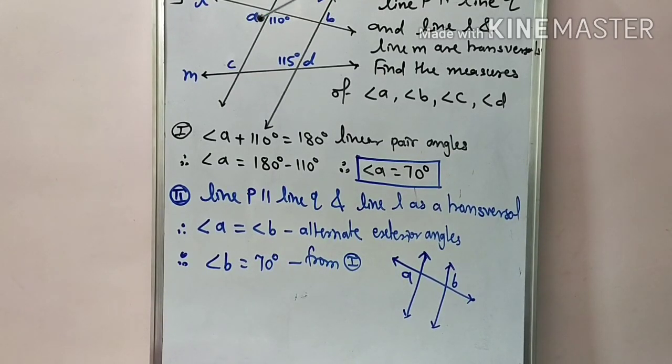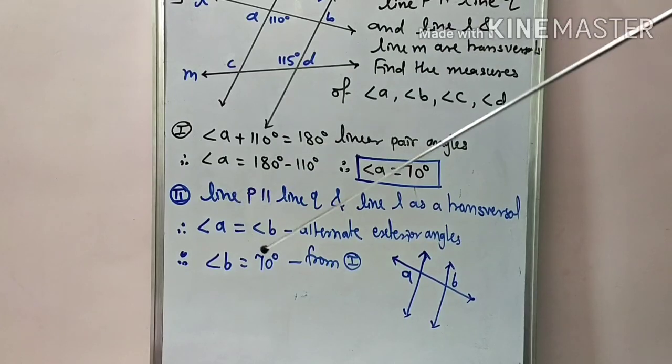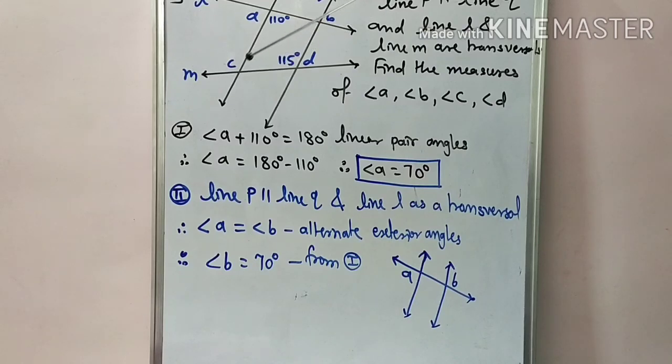Also there is no relation between B and C. We know the measure of A is 70 degrees, here we are given 110, and B we found as 70 degrees. There is a relation between A and C, but we cannot say they are supplementary angles because the lines are not parallel. Similarly, these are alternate angles, but we cannot say they are congruent because the lines are not parallel, and there is no relation between B and C.